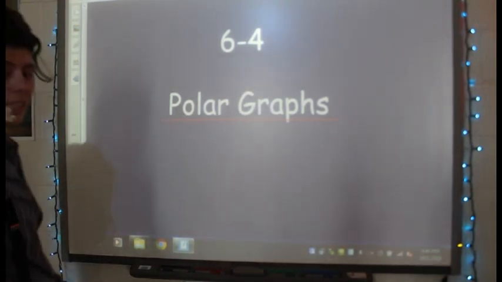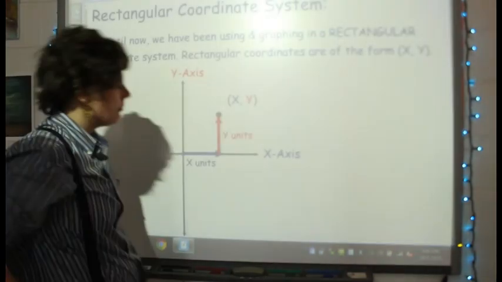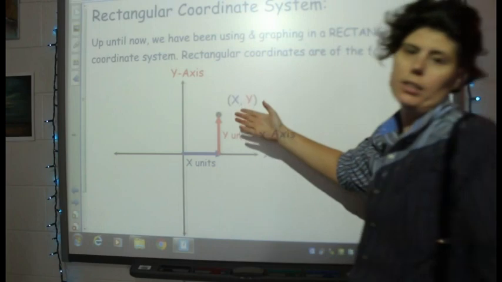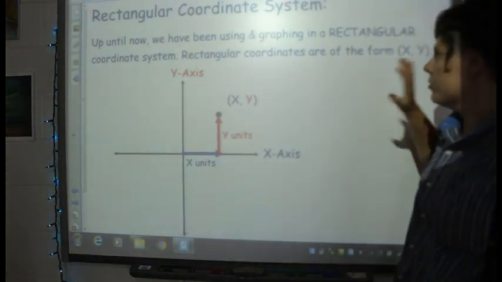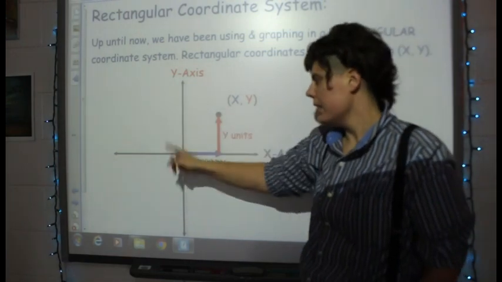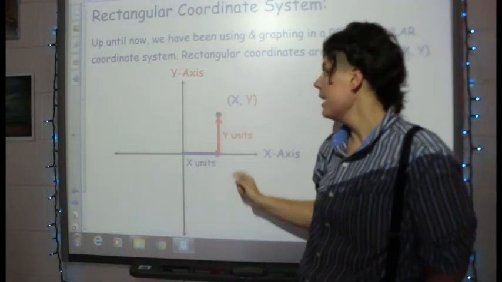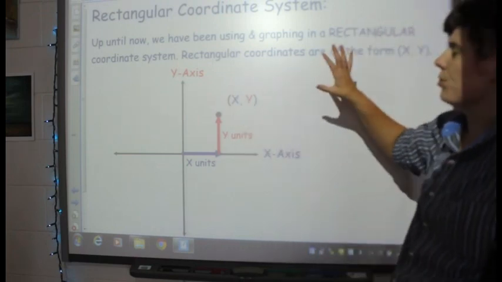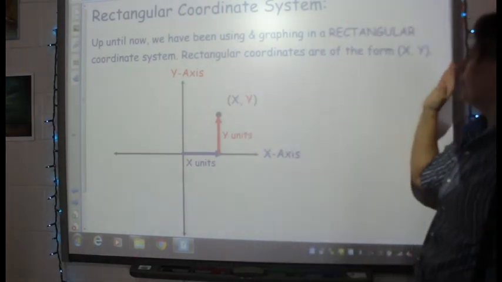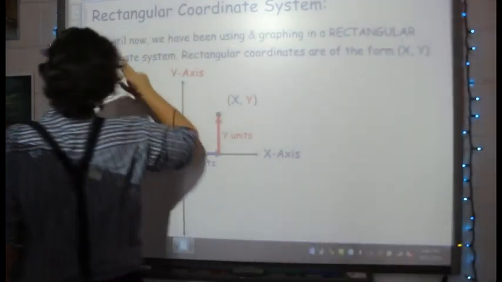All right, so today's lesson is on polar graphs. The rectangular coordinate system, up until now, we have been using and graphing in rectangular. That means we have the x and we have the y, and to get to an ordered pair, you use x and then y. How far you went left or right, and then how far you went up and down. These are called rectangular coordinates and are of the form x, y, and pretty much everything you've done up until now has been in the rectangular coordinate system.